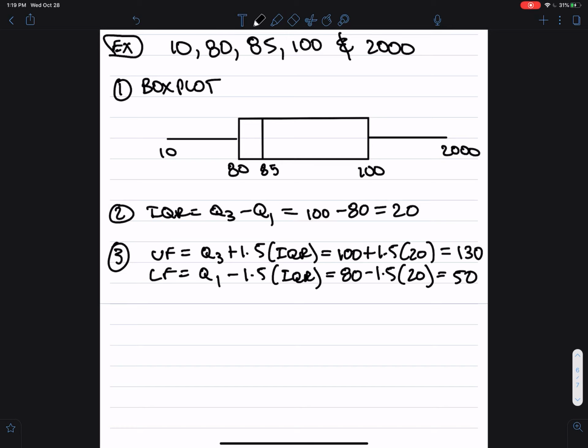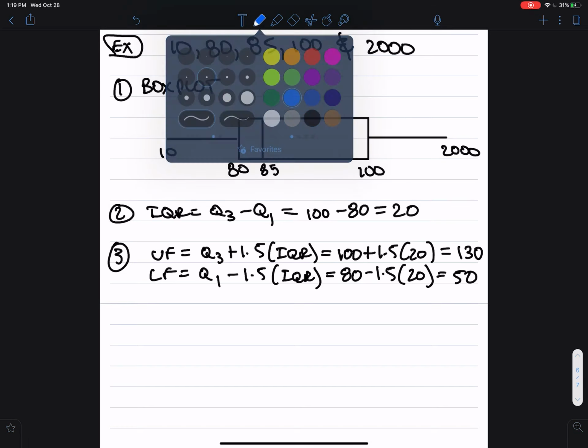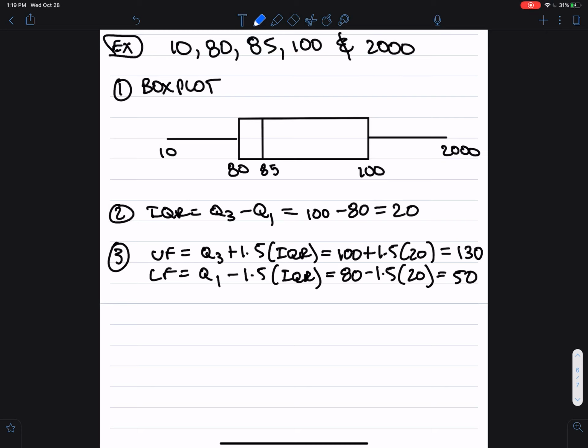So go ahead and draw these fences now. 130 is somewhere right here. This is the number 130. It's to the right of 100. So 130 is right there. And 50 is actually between 10 and 80. So it's somewhere right here. So just call that 50.